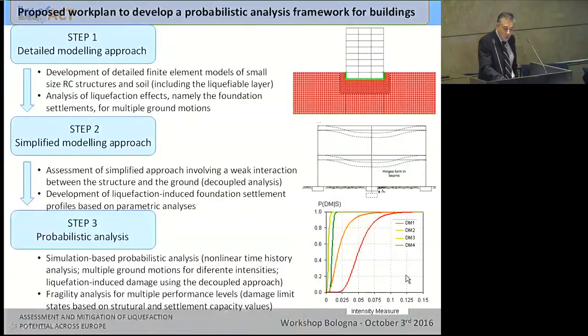And finally, we will try a probabilistic analysis where it will be something like this. This is the probability of failure, and this is a measure. Which measure? We will look for that. Let's see what happens. That's what we will work on in the next month, starting in November, I guess.